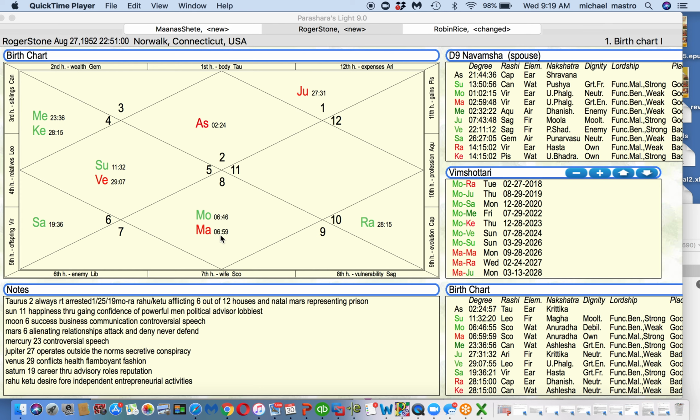Moon, Mars, let's see here. So those are the main ones. They have a great impact in his chart.